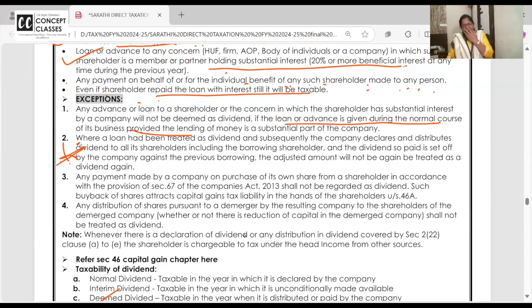Ma'am, what are you saying? Absolutely correct. Very easy. I gave a loan to you, dear students, as a private company, out of accumulated profit. The loan is taxable as deemed dividend.